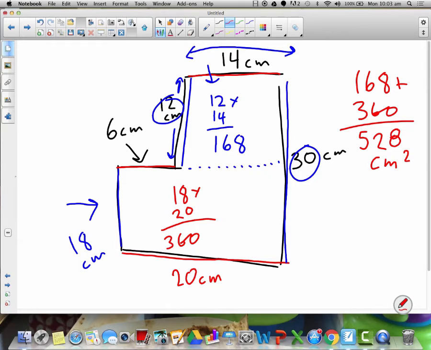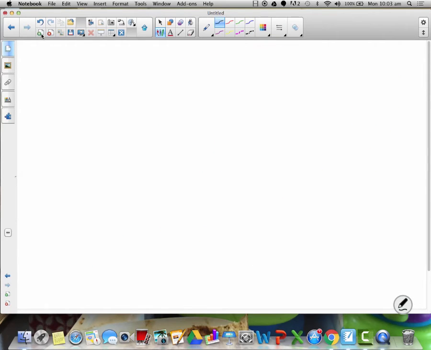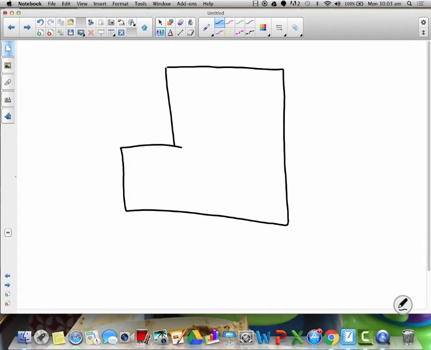Okay, we're going to do one all by ourselves. So that was together. Now we're going to try. We're doing the teach together try. Here we go, guys. Same shape, just going to change the numbers. Thanks very much. Here we go in the try phase.